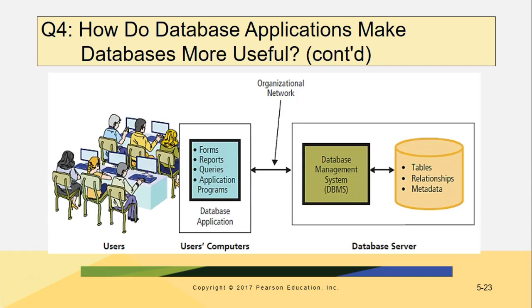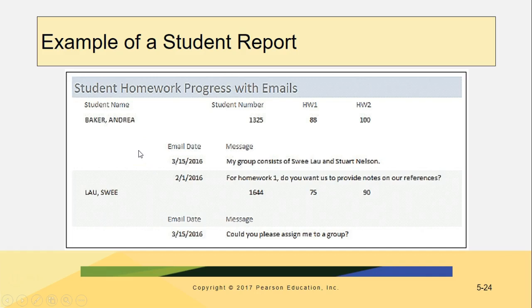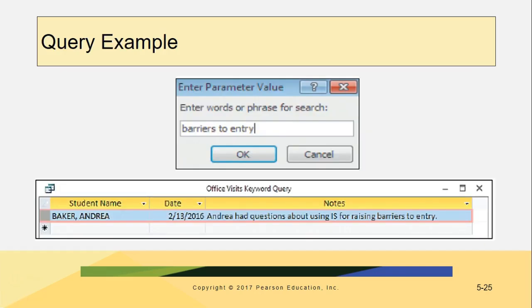Database applications, you think about it: we talked about databases. Databases are tables, relationships, and metadata. The database management system is the system that manages it. And we can add on to that forms, reports, queries, and application programs so that users or clients can use the data. This is an example of what a report looks like. A lot different than a table or what a query returns. You see it has headers. Looks like we're sorting this one by email date, sorting it by student. So it's presented in a way we can read it.